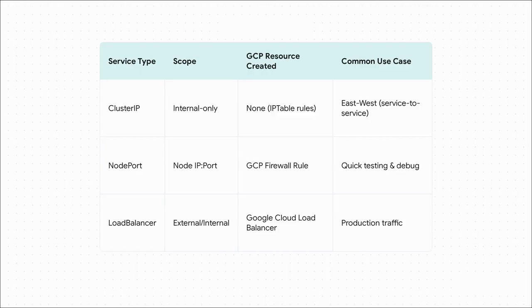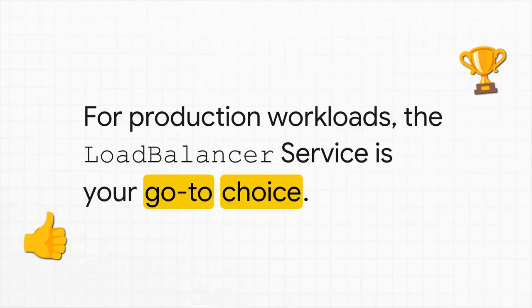Now, what's so slick about GKE is how it takes these abstract Kubernetes ideas and connects them to real, concrete Google Cloud resources. A cluster IP service, that's just for internal chatter between your apps. Node port, handy for a quick test. But the load balancer type, that's where the magic happens. It's a direct instruction to GKE to go and automatically provision a full-blown Google Cloud load balancer for you. And let's be perfectly clear, for anything real, anything your users will actually touch, the load balancer service is what you're going to use. Why? Because it's robust, it's globally scalable, and it's completely managed by Google Cloud. You get all that power without any of the operational headaches.